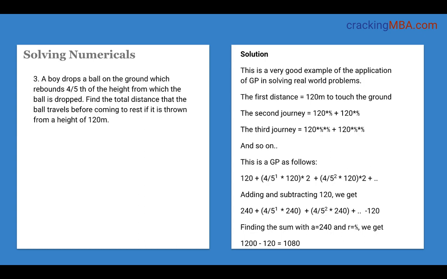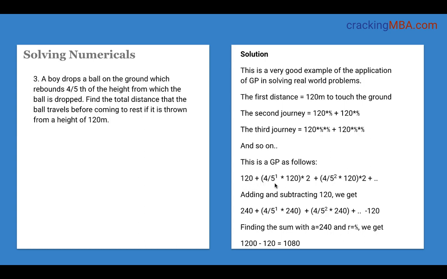So the first distance that the ball travels is from the first height to the floor, which is 120 meters. Then it will rebound to 4/5 of 120 and then again fall back by 4/5 of 120. So the second journey is 4/5 of 120 plus 4/5 of 120. Similarly, the third journey will be 4/5 of 4/5 of 120 and again 4/5 of 4/5 of 120, and so on. So this is nothing but a simple GP.